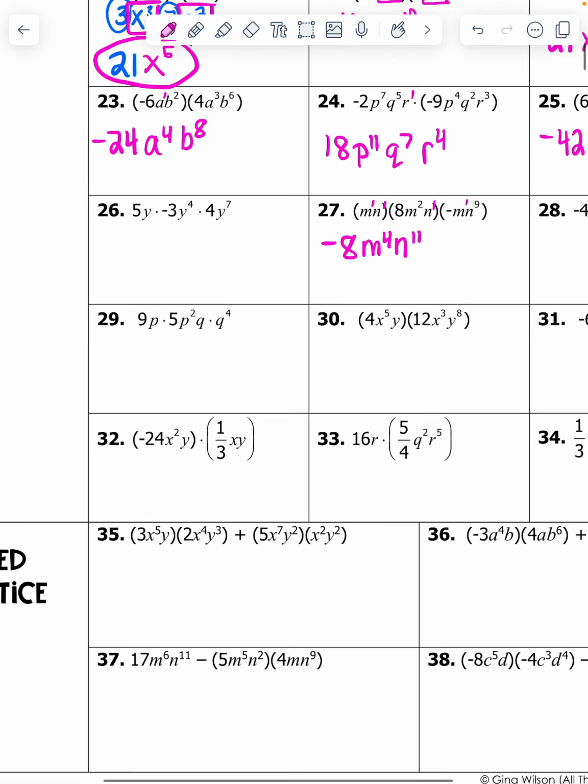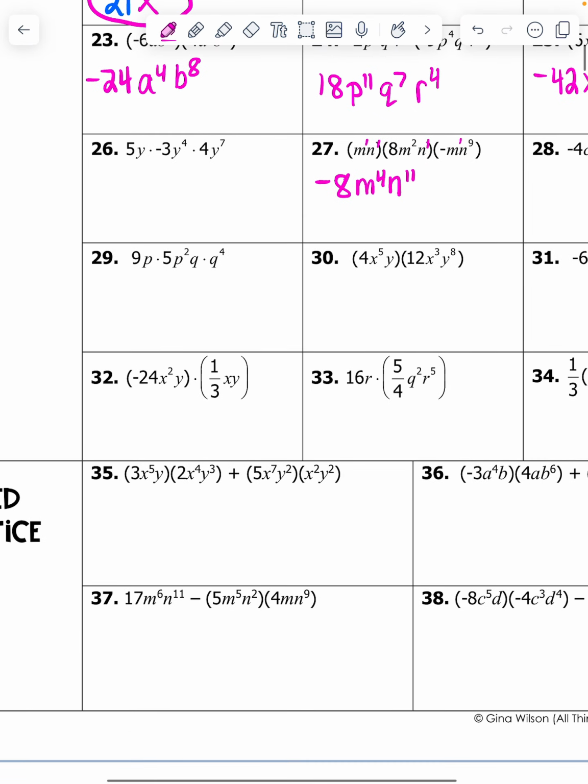Sometimes we might have some fractions added into the mix, and that's okay. You would just do negative 24 times 1/3 in your calculator. That works out to be negative 8. And then x squared times x to the 1st power would be x to the 3rd. And y times y is y squared.